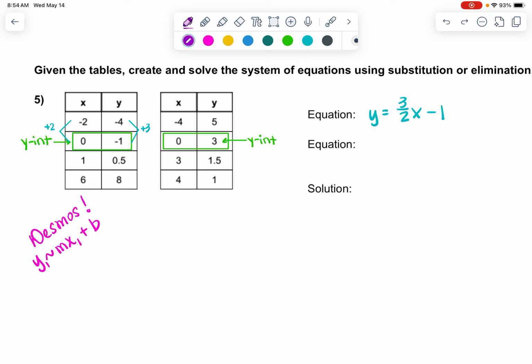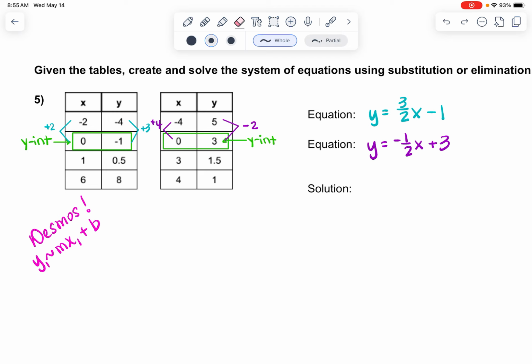Then we can do the exact same thing on the other table. We can find the slope by finding the change in y. Now this one, we subtracted 2, because we're going from 5 to 3. And on this side, we're going from -4 to 0, so we added 4. So -2 over +4, which would reduce to -1/2. Or you can put -2 over 4, it doesn't matter. And then of course plus 3, because that's the y-intercept they gave us in the table.